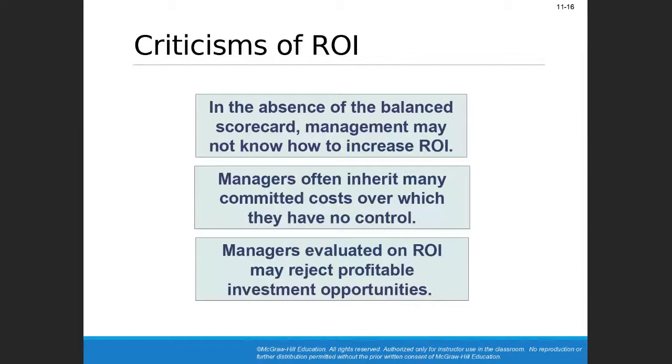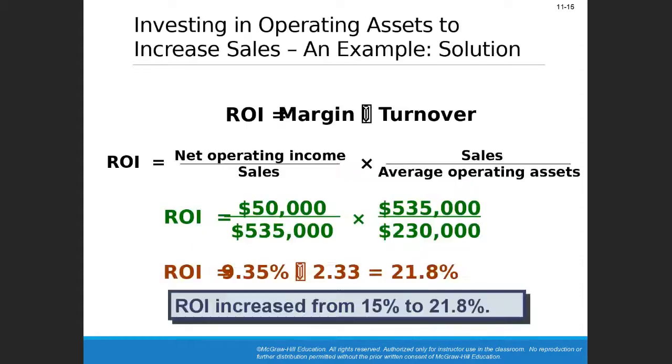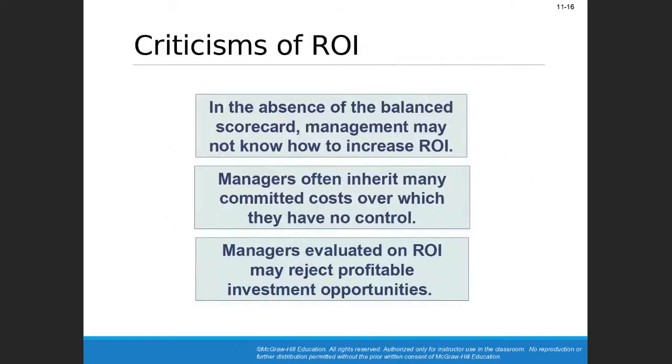Now, here's a problem. If you pay somebody based on ROI, it's hard to know necessarily how to increase it. Any one manager may not know what opportunities there are for investments. You may have no control over certain costs, and as you saw here, there might be something that's profitable, but it decreases the ROI a little bit, but it's still going to be more profitable, and so they may reject things.